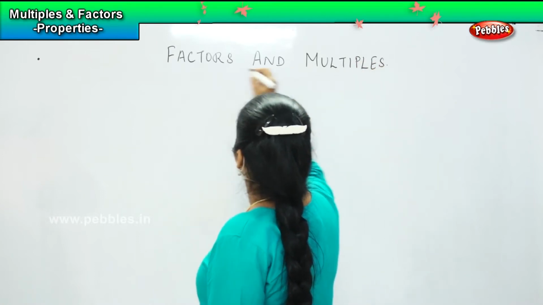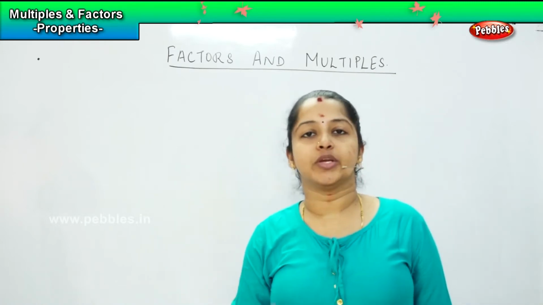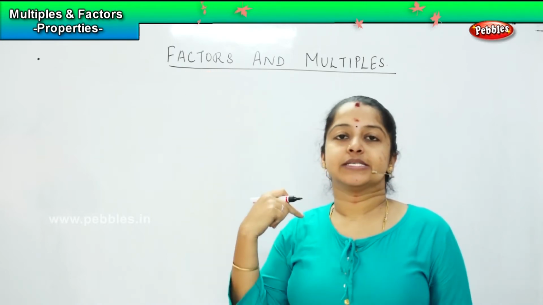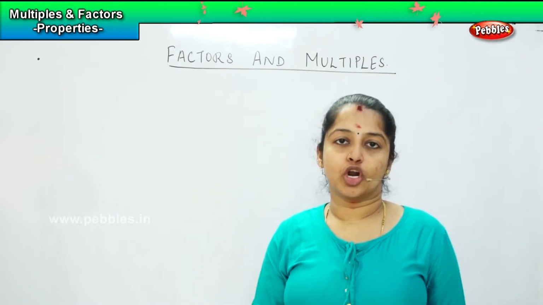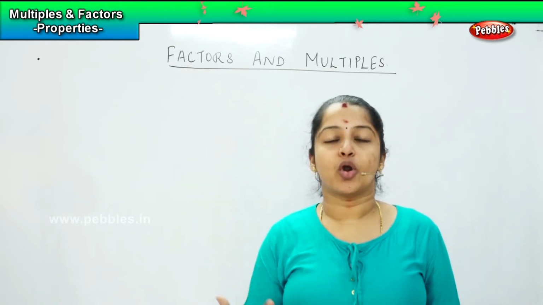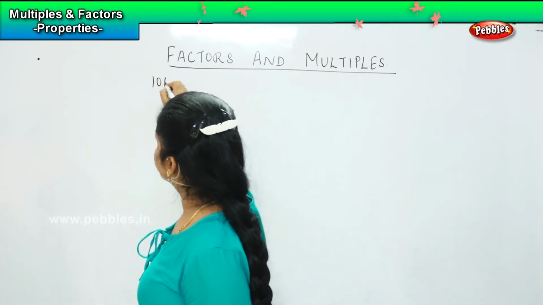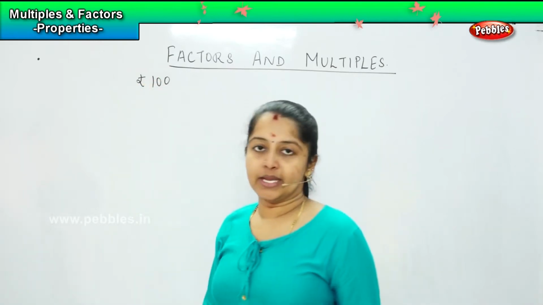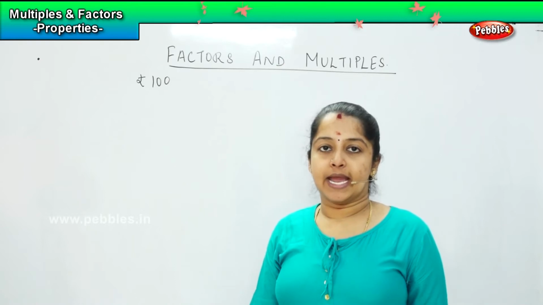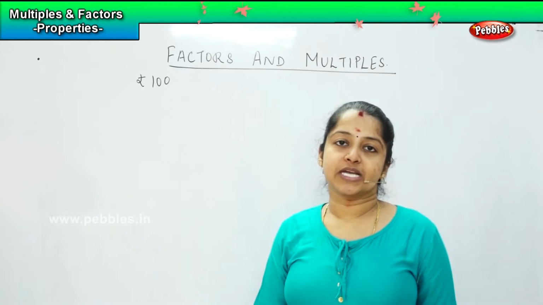So factor is something when one number is multiplied with another number to give a product. These are the numbers which are multiplied with another number in order to form a product. Whereas multiple is the product that we obtain. For example, I have 100 rupees with me. Now I am going to the shop to purchase a few commodities and I don't have change with me. So what are the different ways in which I can break this 100 rupees?